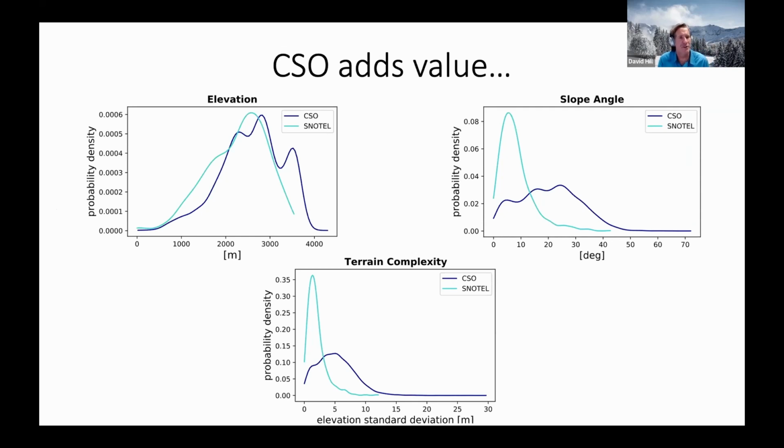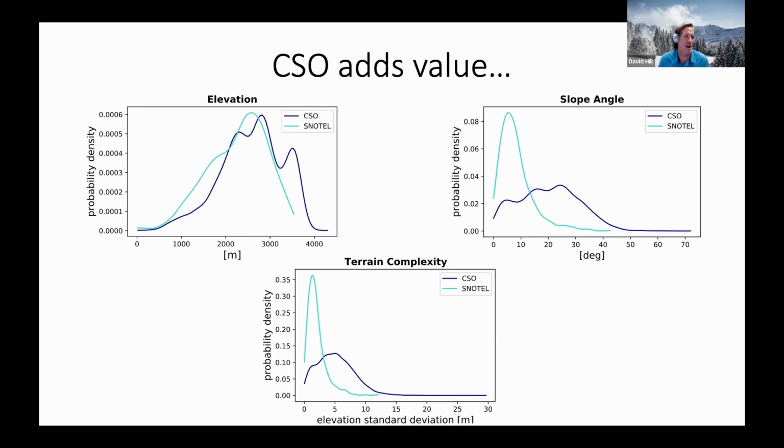The other thing I want to point out, and why CSO data is valuable, is that it samples other areas of the landscape that SNOTEL sites wouldn't hit. In the upper left here, this is basically a distribution. Think of it as a histogram. It's a distribution of the elevation of SNOTEL sites, which is what you see in the cyan color. And then CSO observations are what you see in the dark blue. And the dark blue is over to the right, okay? So CSO observers go to higher elevation locations than SNOTEL sites.